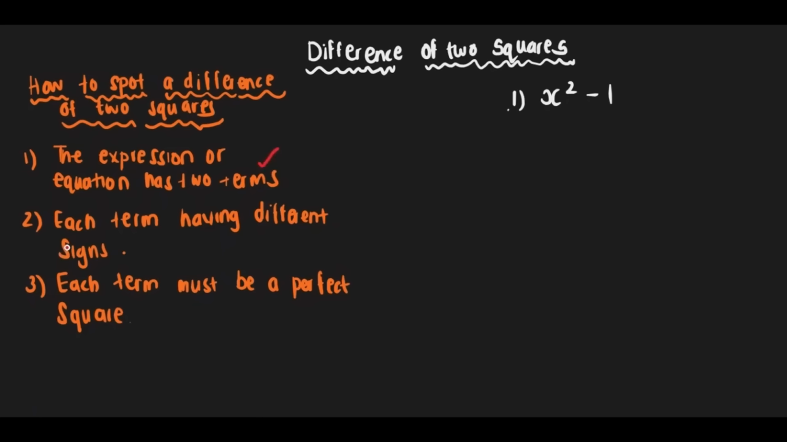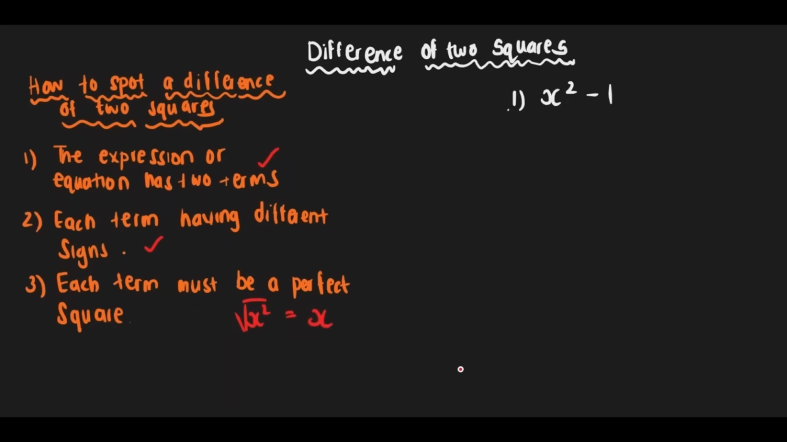And the second one says each term having different signs. x squared is positive and negative 1 is negative. So each term does have different signs. So this one is satisfied. Then the last one says each term must be a perfect square. So we need to check whether x squared and 1 are perfect squares. So let's do that. We're going to take a square root, and the square root of x squared is going to be equal to x.